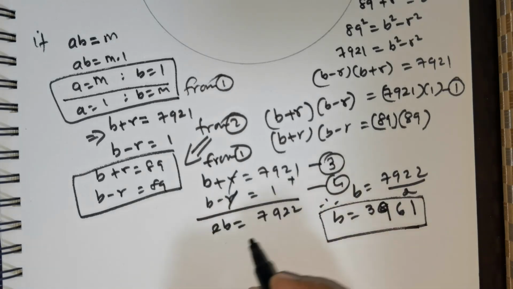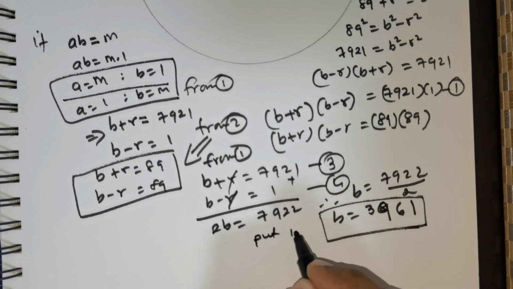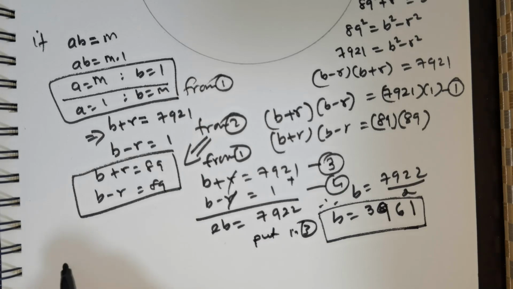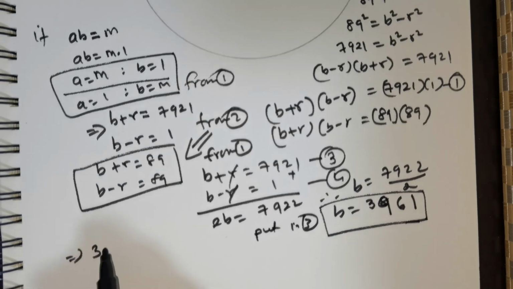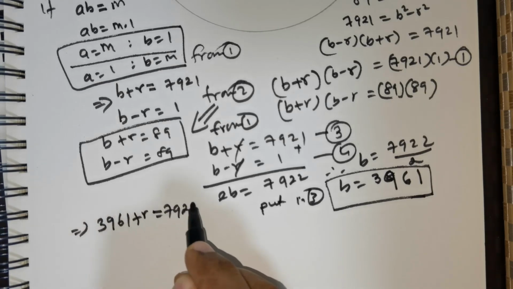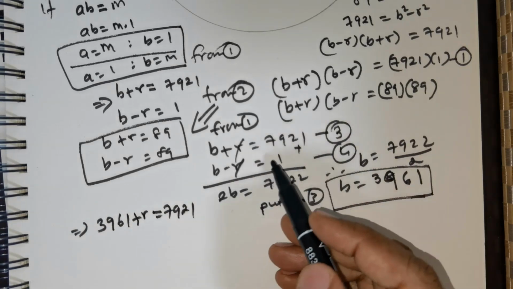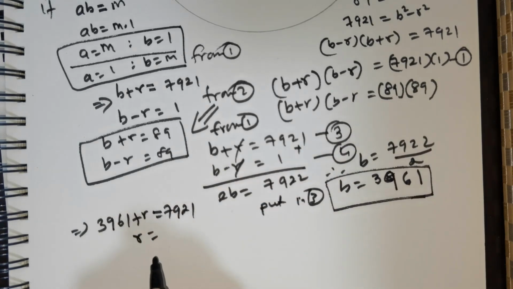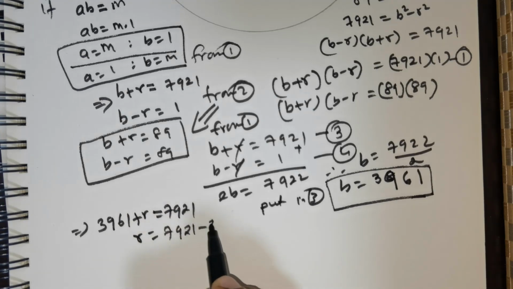Now put B in 3. Okay, put this value in 3 to get R. I need to get the value of R. So that would mean I know B, so it's going to be 3961 plus R is equal to 7921. Of course you could have placed it here, right, but it doesn't matter. So R is equal to 7921 minus 3961. So what is that going to be?